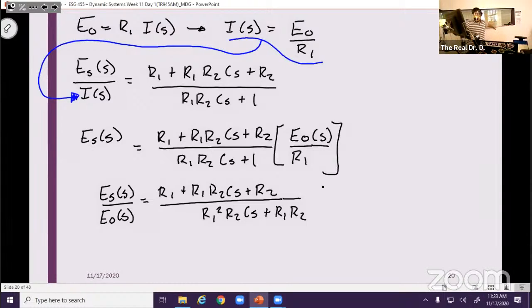Because what I really need, as instructed by the problem, sorry, I almost wrote that the wrong way, is E out of S over E S of S. That's what I need. Good question. That shouldn't be there either. You know what happened? I apologize. I looked at the numerator, and instead of looking at my notes, I multiplied through by R1. Good catch. My bad.